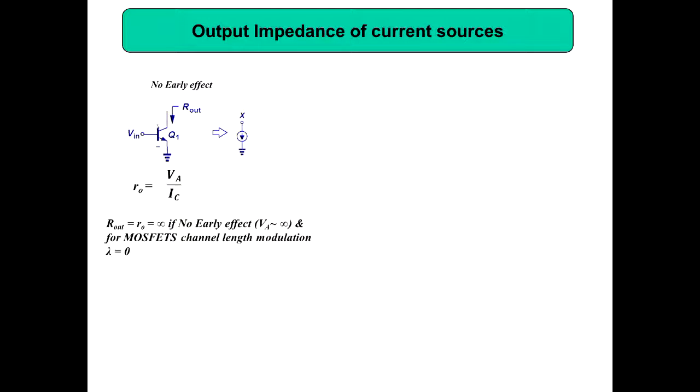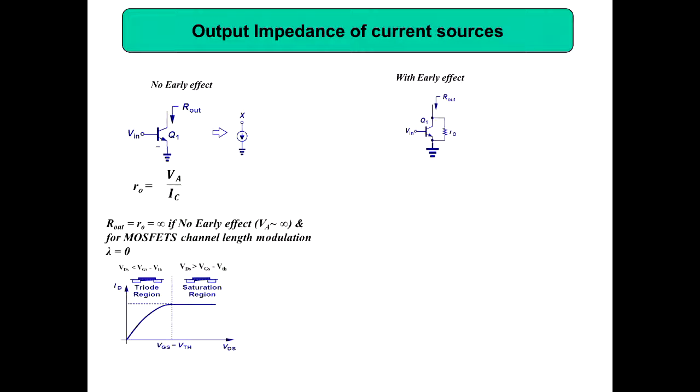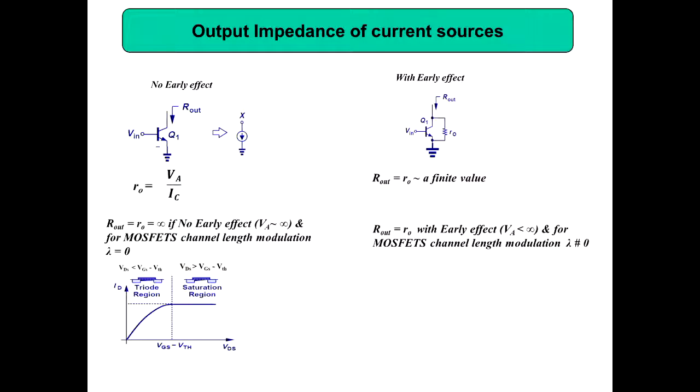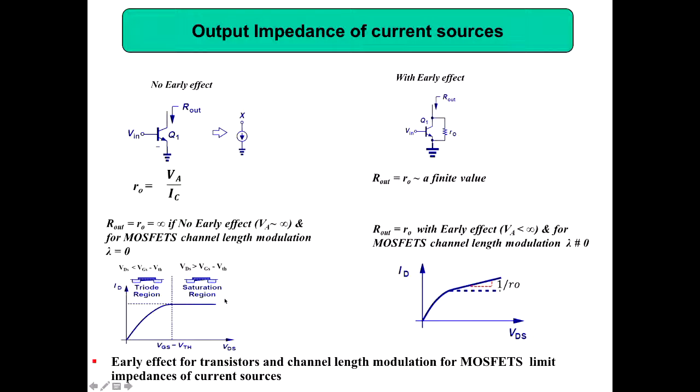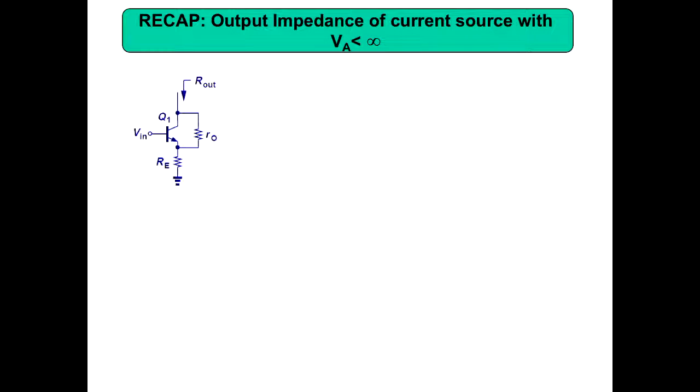But actually, in the real world, you have channel length modulation and the early effect. So then what is happening is your RO is finite, and you are getting a slope here. That is the output impedance. So our aim is somehow to make this region flat and increase the output impedance.